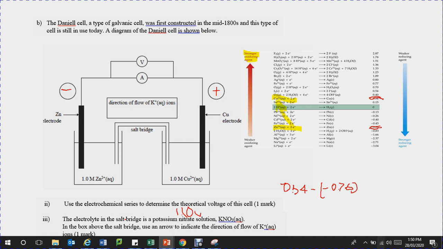Question 3, the electrolyte in the salt bridge is a potassium nitrate solution. In the box above the salt bridge, use an arrow to indicate the direction of flow of K plus ions. So remember, K plus is a cation, nice and easy to remember. The cations will always move in the direction of the cathode.